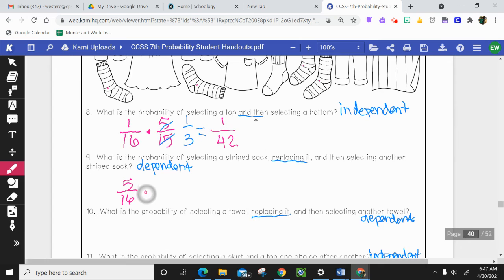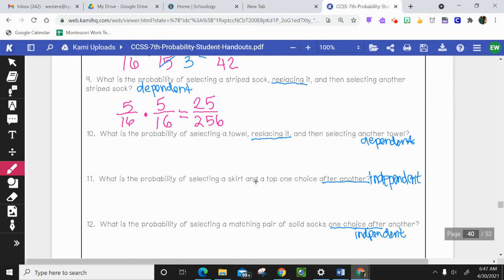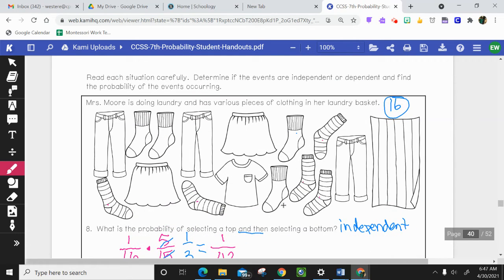And now I put that back. So my total is again 16 because I put it back. And since I put back that striped sock, the probability is still 5 over 16. Now neither of those are going to reduce, so we have to multiply straight across. 5 times 5 is 25, and 16 times 16 is 256. So those are my chances of drawing a striped sock, replacing it, and then selecting another striped sock. So you've got 10, 11, and 12 here. I'm going to leave the picture up here while you go ahead and do your add puzzle.